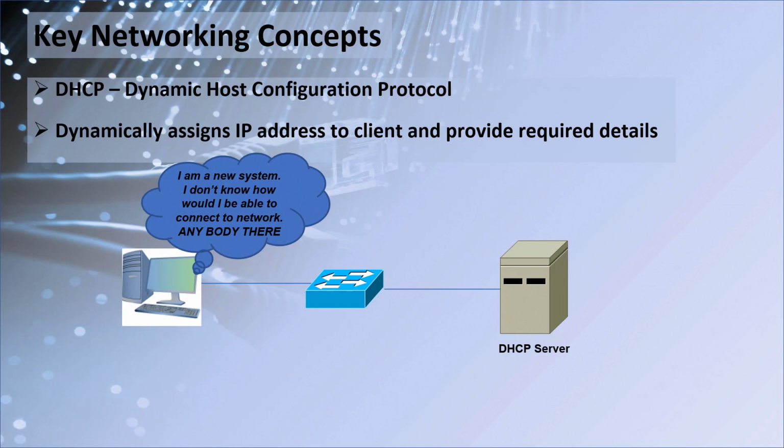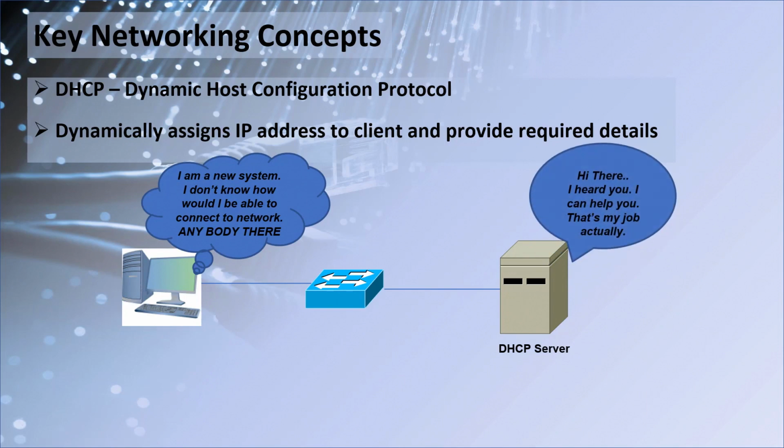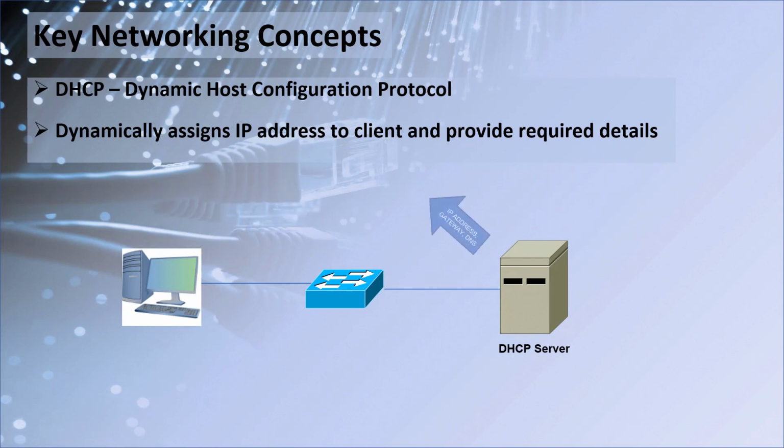When that broadcast message is received by the DHCP server, it responds back that yes, I'm there and I heard you, I can help you, and that is the job of the DHCP. Then DHCP provides the required details to the client, like IP address, gateway, DNS, as I already mentioned, so that the client can connect to the internet. So that's how the DHCP protocol works.